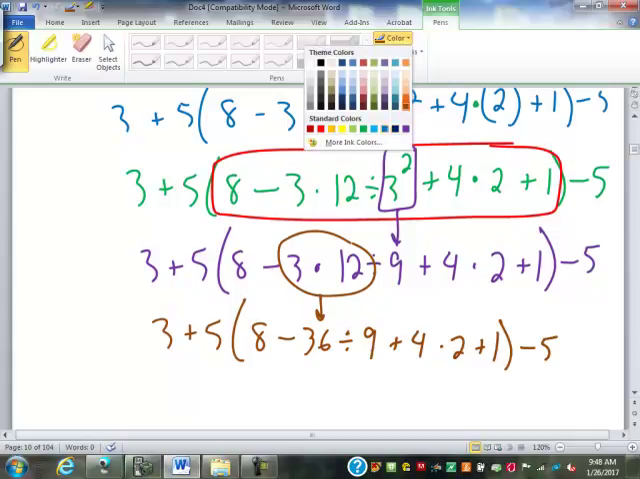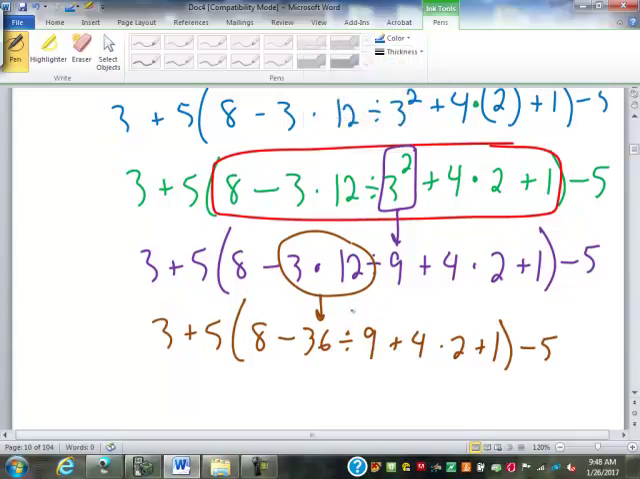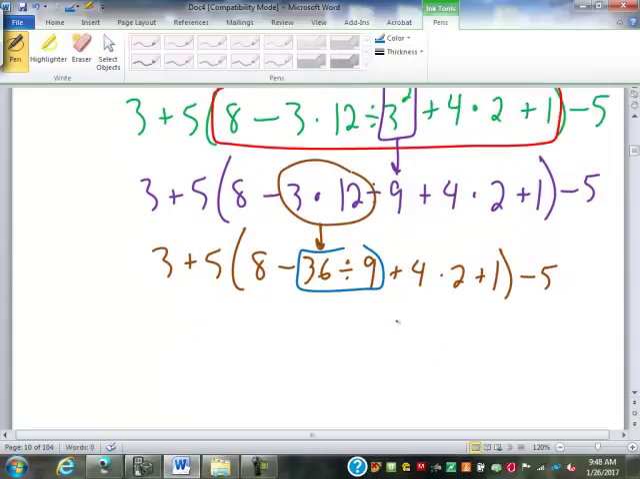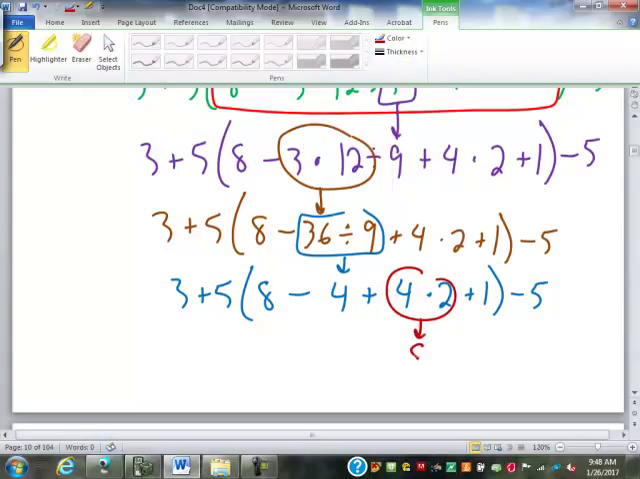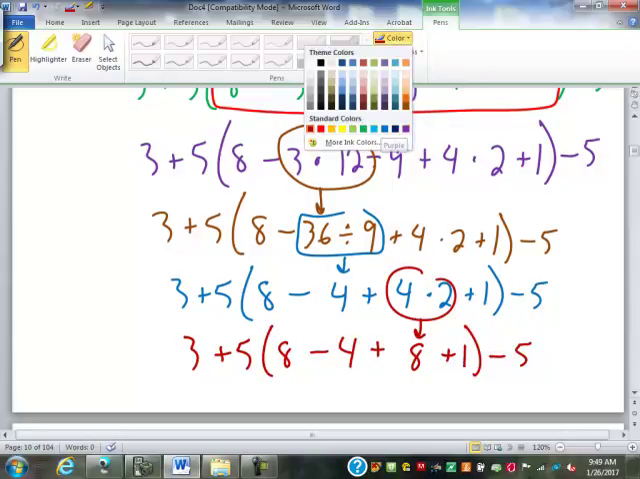What's next? 36 divided by 9, you are correct, which is 4. And then 4 times 2 is 8. And then no more multiplication or division, is there? So it's down to addition and subtraction.